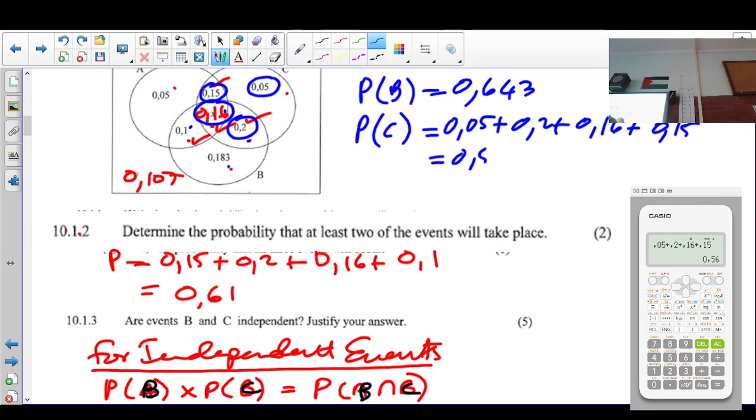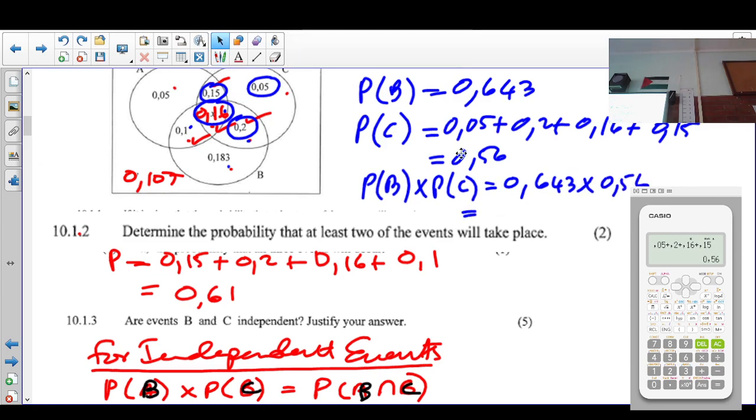So the probability of B times the probability of C is equal to 0.643 times 0.56, which gives us 0.36008. No? Right.